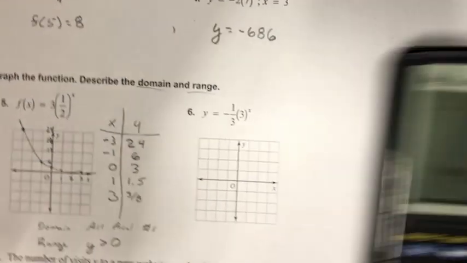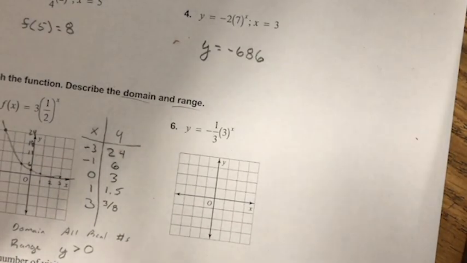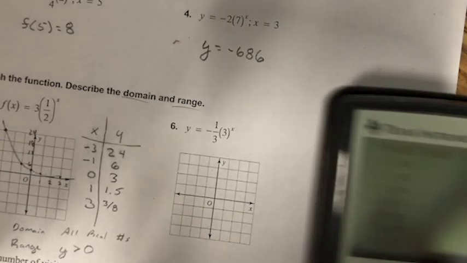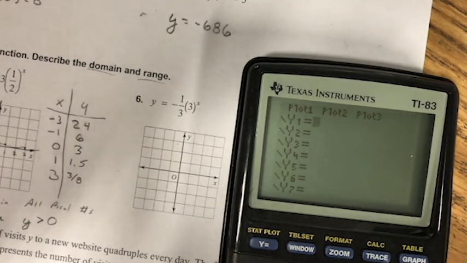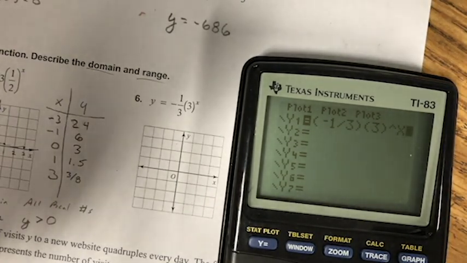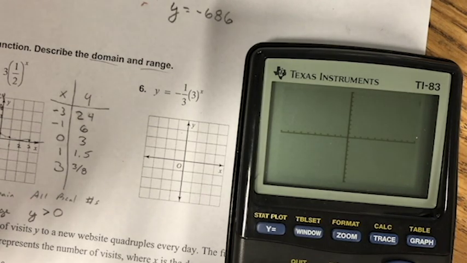So let's look at number 6 together. This time, we're going to graph this, but let's be a little bit lazy and actually use our calculator. This time I want to show you what I did. So I'm going to plug this in. I'm going to put negative 1/3 in there as my fraction, and I'm going to multiply that by 3 raised to the x power. And now I'm going to hit graph. See what it looks like.